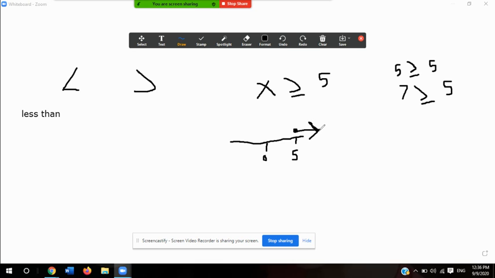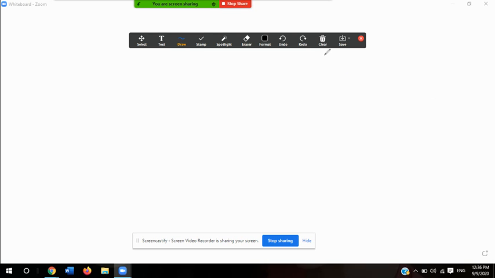Now, let's look at the examples in your book. Let me clear all drawings. Example 1 in your book says graph x is greater than 2. By now you've seen this video and you should have an idea of what to do. The inequality sign is facing the variable, which means it's going to move to the right, and it's going to be an open point because it's saying x is greater than 2.